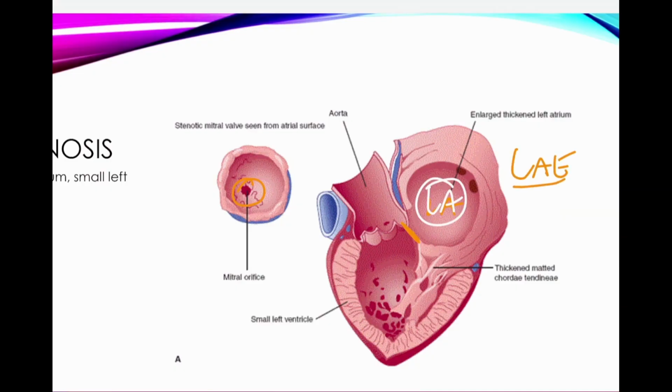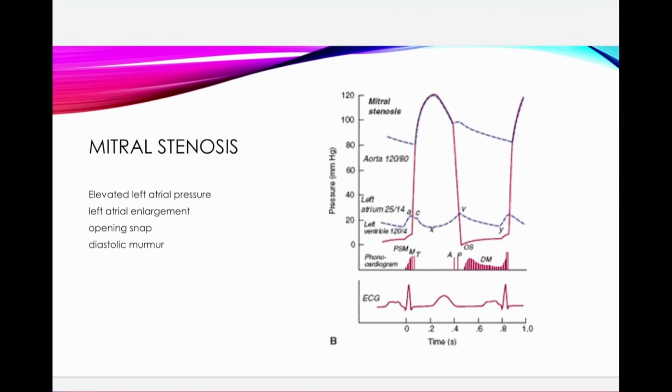Left atrial hypertrophy. We may also get some issues with our chordae tendineae, the anchors that hold down that mitral valve. When we get to mitral regurg, we'll talk about the chordae tendineae a lot more. Okay, so those are some things that happen with the mitral.